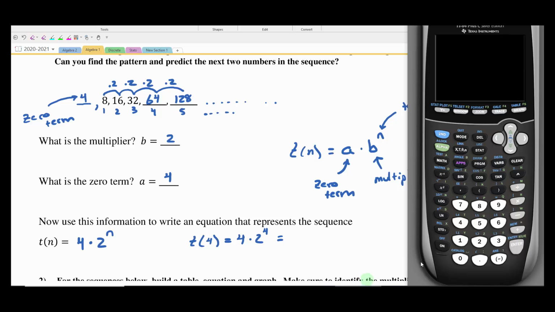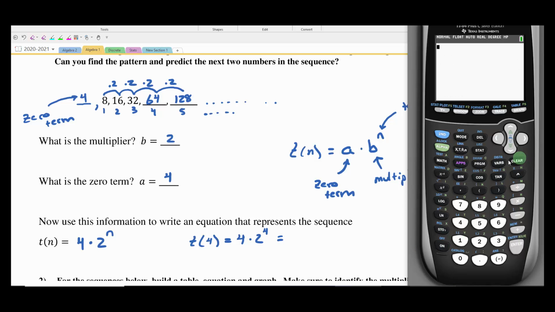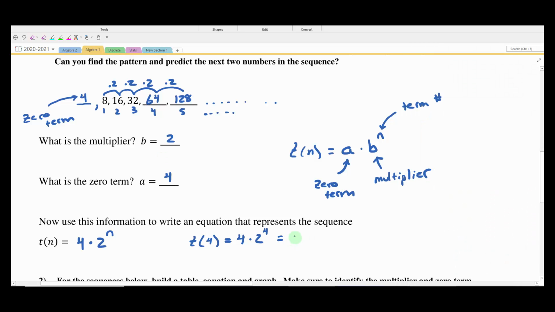Okay, so I'm going to bring up my calculator here, and I want to make sure that I type this in correctly. Okay, so we're going to do 4 times 2, and we need to raise that 2 to the fourth power. So I'm going to use the power button over here on the right. This is the caret key, and it'll put your little cursor up in the exponent part, and then you can type in a 4 and hit enter, and look at that, we get 64. Okay. So our equation worked the way that we expected it to.